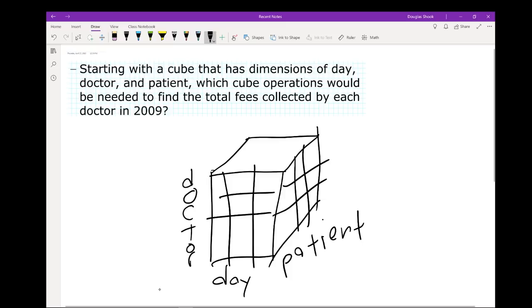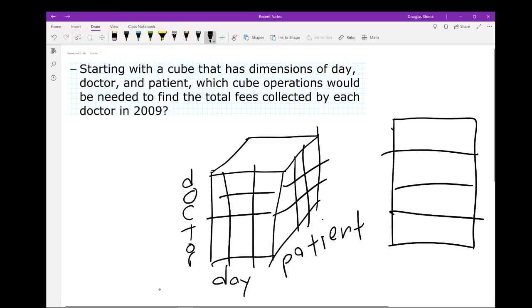One of these dimensions is not necessary. Patient is not a necessary part of this question. I don't care what patients were involved. I just want to see the total fees collected by each doctor for a given year. Right? So what I actually want is not a cube, but a rectangle, right? And even more than that, I really just want something that looks like this, where each row is a doctor and then 2009 is the only thing that I see on the date axis, right?